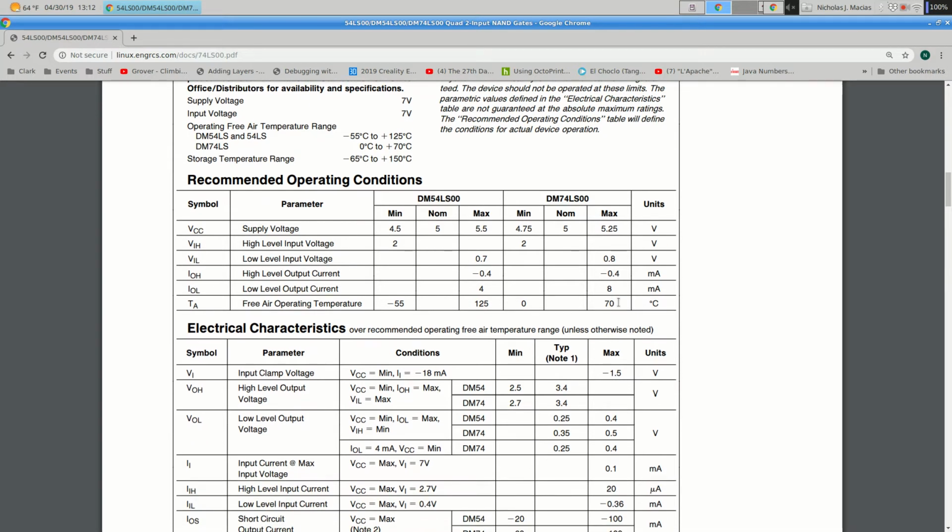Operating temperature maximum you can put a 7400 at is 70 degrees Celsius. 5400 can go up to 125 Celsius, right? Water boils at 100. And it can go down to minus 55. These can go down to 0 Celsius, that's where water freezes.